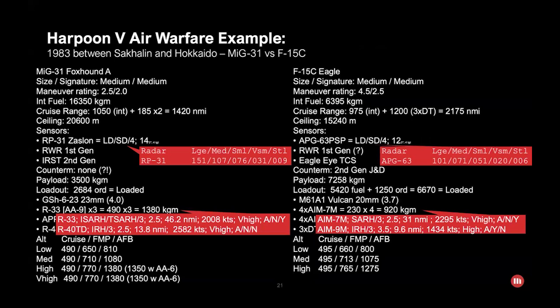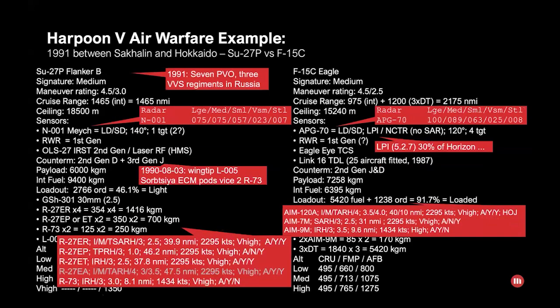These are some similar examples. This is Foxhound versus F-15C. This data is coming straight out of the Harpoon Annex. So you can see that here's this passive electronic array. This is detecting a medium target at about 107 nautical miles, whereas the APG-63, the medium target at about 71. So there's disparity there.